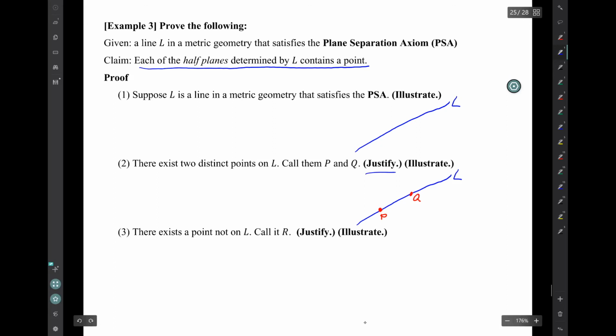Well, remember that any metric geometry is an incidence geometry, and any incidence geometry is an abstract geometry. And an abstract geometry has to satisfy the abstract geometry axioms. One of those axioms says every line contains at least 2 points.